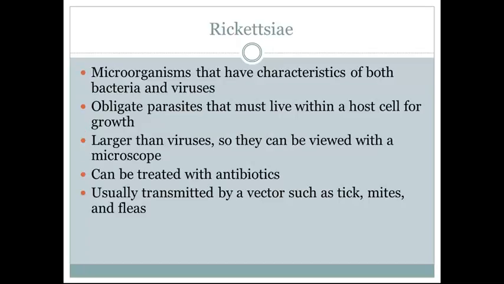Rickettsiae are microorganisms that have characteristics of both bacteria and viruses. They are obligate parasites that must live within a host cell for growth. They are larger than viruses, so they can be viewed with a microscope. They can be treated with antibiotics and usually transmitted by a vector such as a tick, mite, or flea. Some examples of the diseases are Rocky Mountain spotted fever, which is caused by a tick, and also Lyme disease, which is caused by ticks.